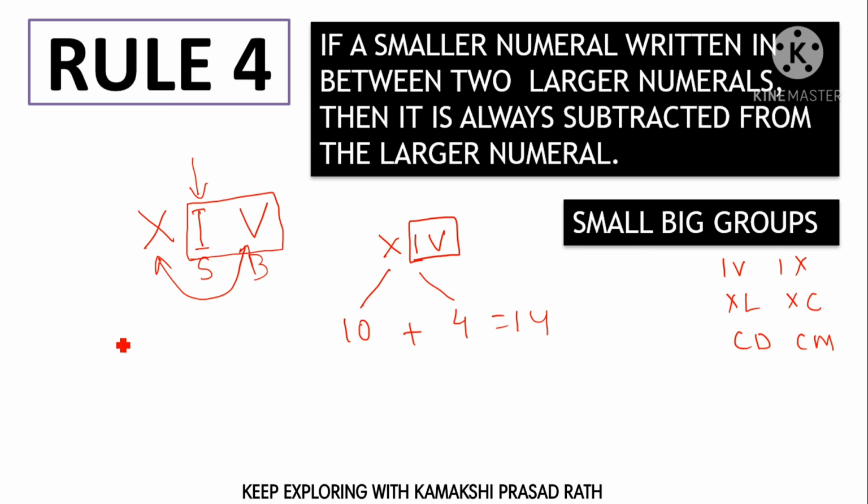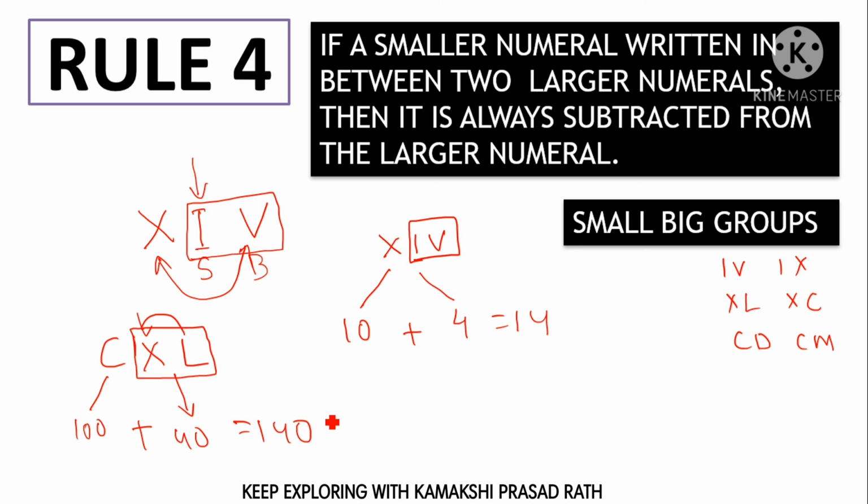Similarly, suppose we write CXL. Now we can see here X is smaller than both of them. So X is the smaller value. So here we will find a small big group. This is the small big group. So C is 100 and XL is 40. 50 minus 10 is 40. So remember, always we will do subtraction in the small big group here. So 100 plus 40, we get 140.